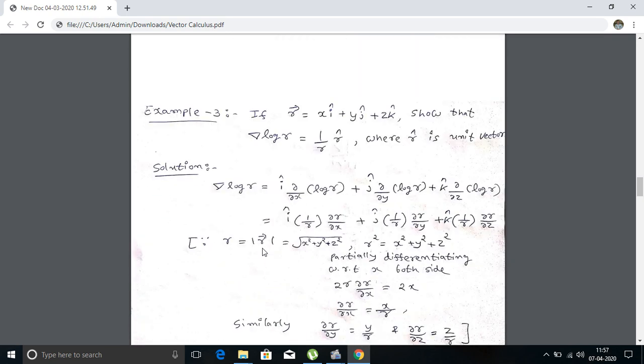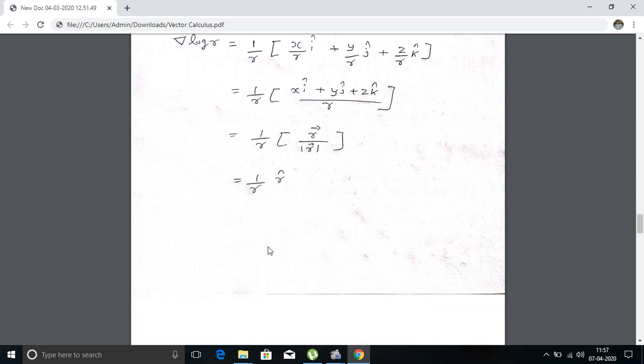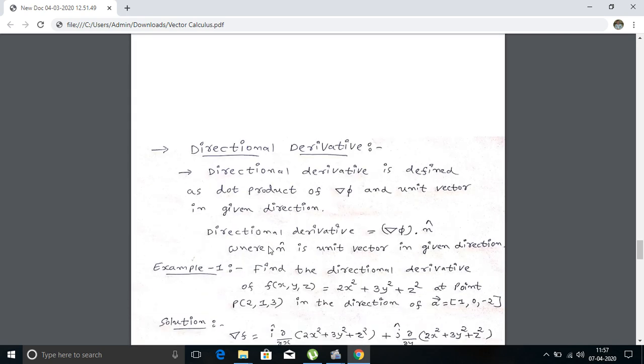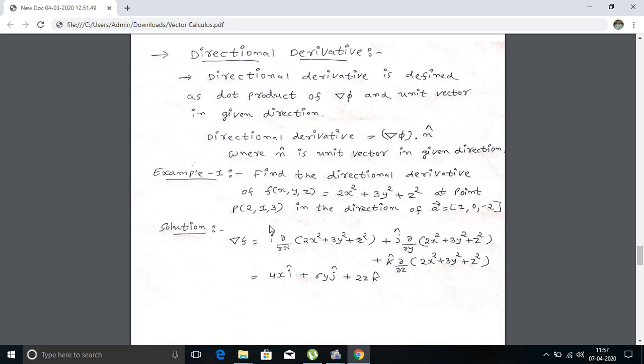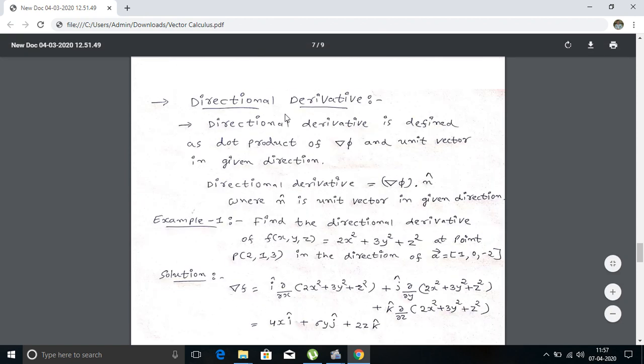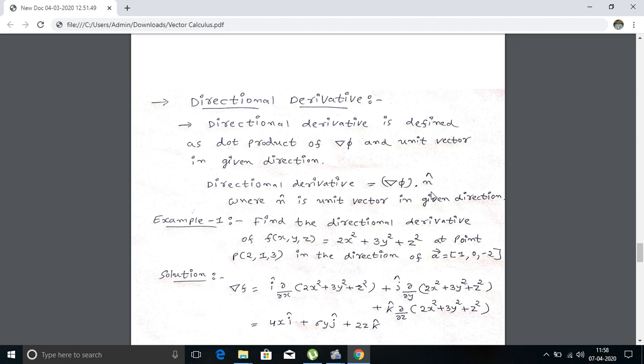Now let us discuss topic number 2, that is directional derivative. So first of all, what is directional derivative? Directional derivative is defined as the dot product of gradient phi and the unit vector in the given direction, where n cap is the unit vector in the given direction. Directional derivative is also called derivative with direction.